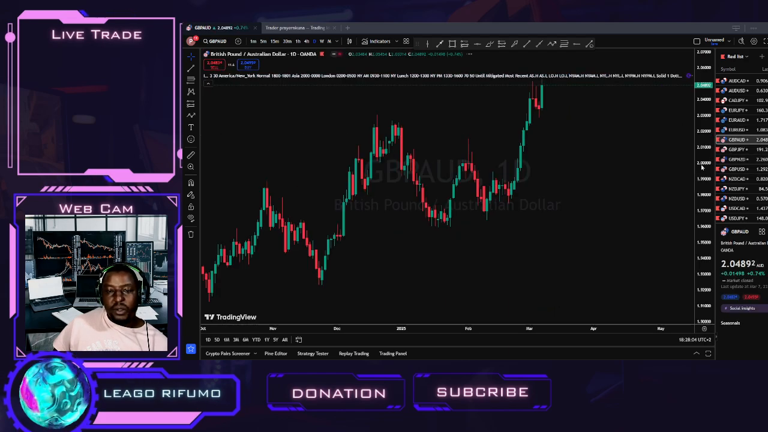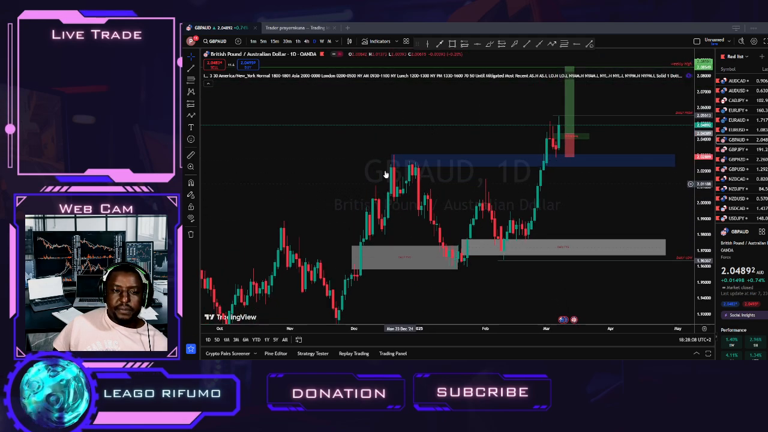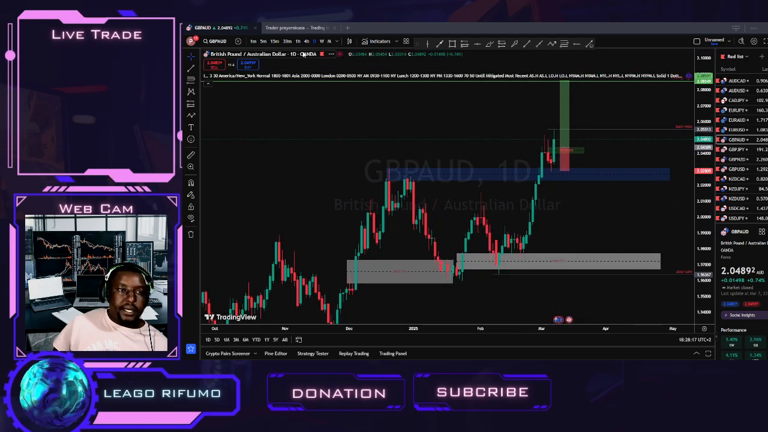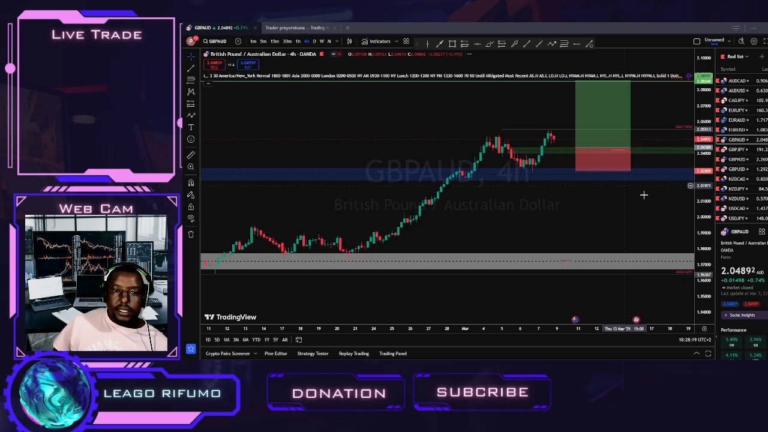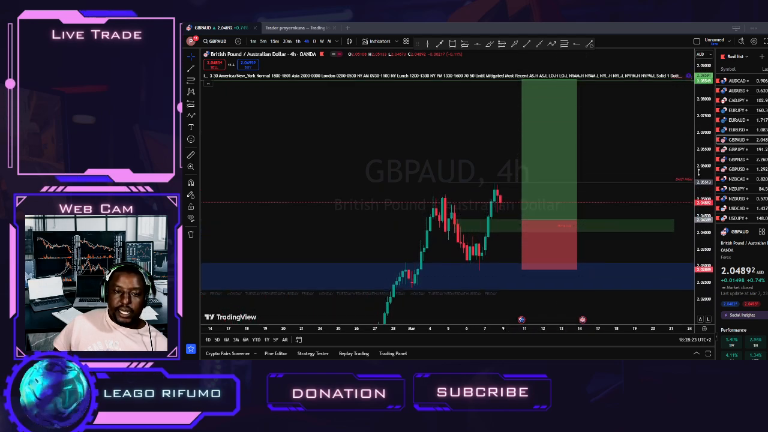GBP AUD as well. It's one where we broke above the support. I mean, we broke above this resistance. We held the support and pushed to the upside. It still shows strong momentum to the upside, and also very strong technicals, you see.